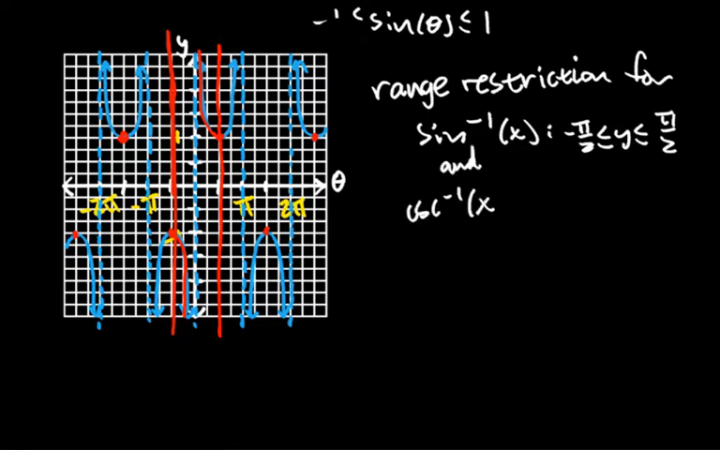By the way, make sure that you don't think that this is the cosecant inverse graph. We're using cosecant to get the cosecant inverse restrictions.